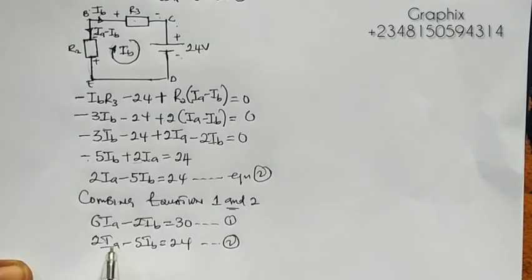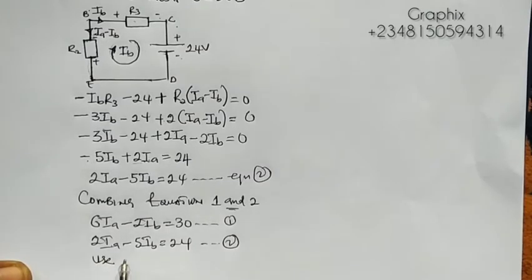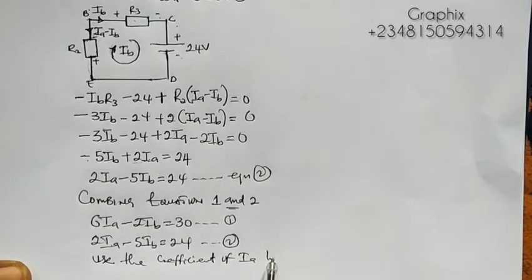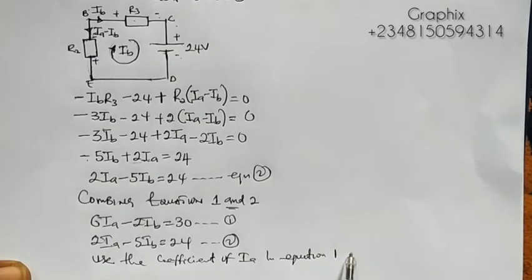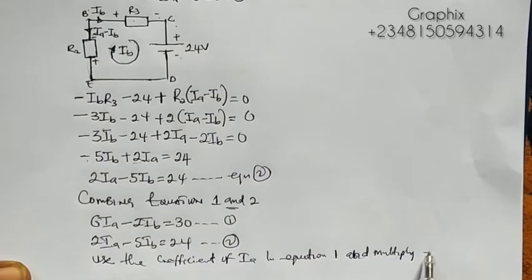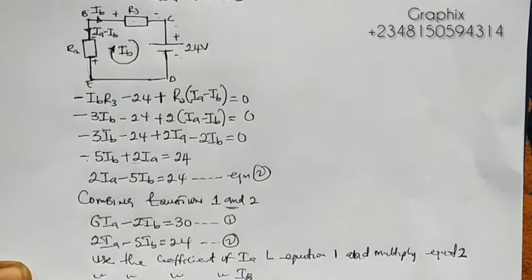So the first thing we do, we use the coefficient of IA in equation 1 and multiply everything in equation 2, right? Also use the coefficient of IA in equation 2 and multiply equation 1. So what I mean is this: you use 2 here to multiply everything here, and use 6 here to multiply everything here. So this is what we're having.